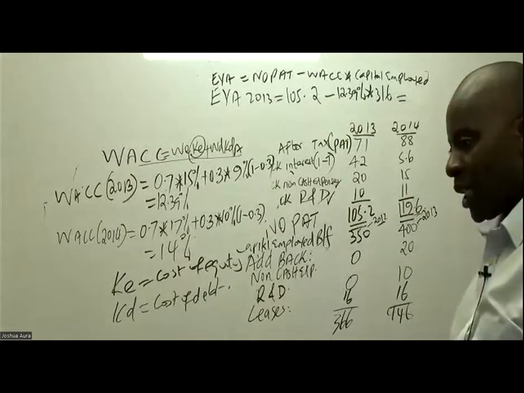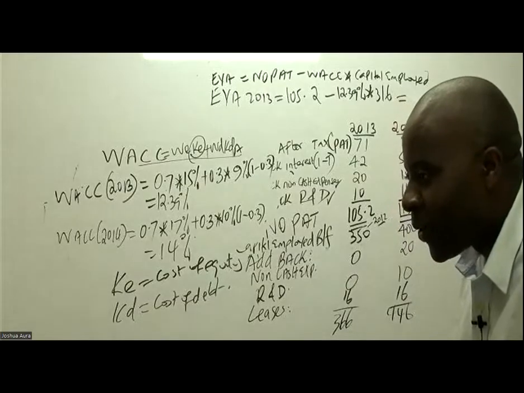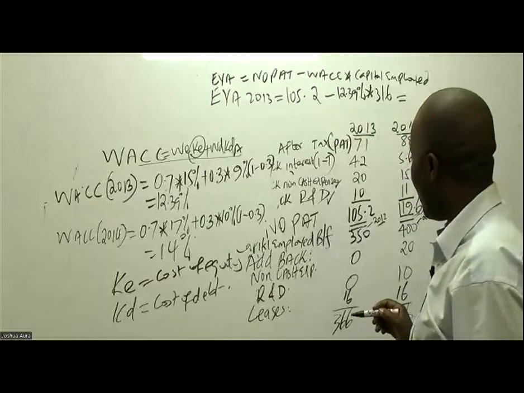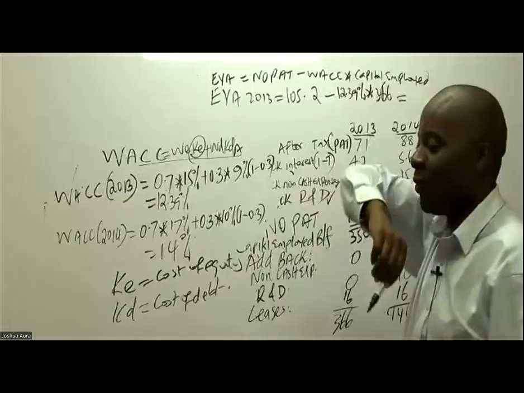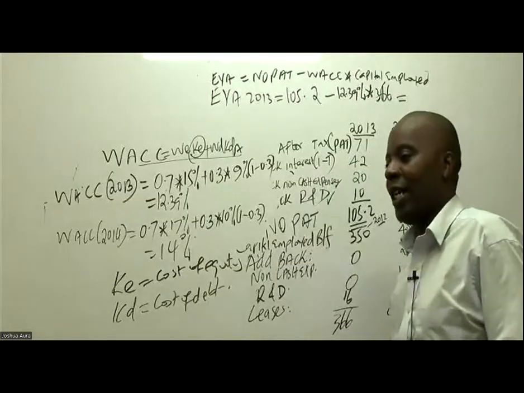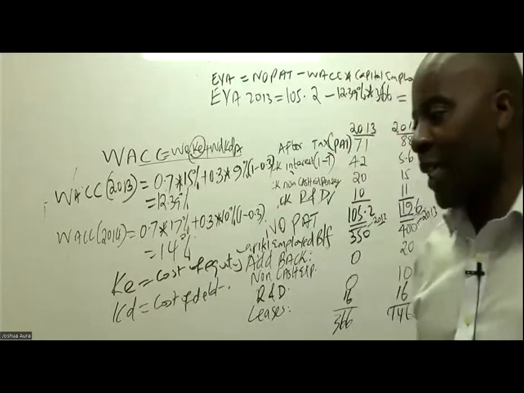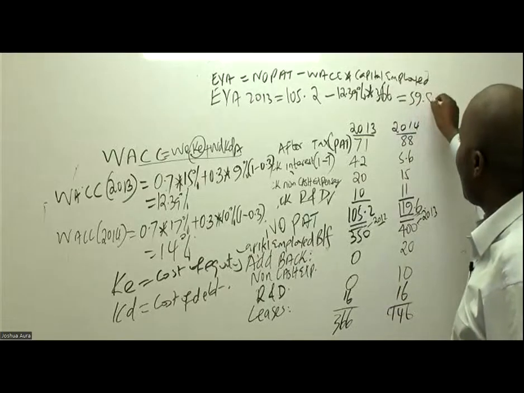Doreen Gatui tells me 366. Oh, the capital employed in 2013, okay, 366. Thank you so much for correcting us. With 366, this at the end of the day gives me 59.85.